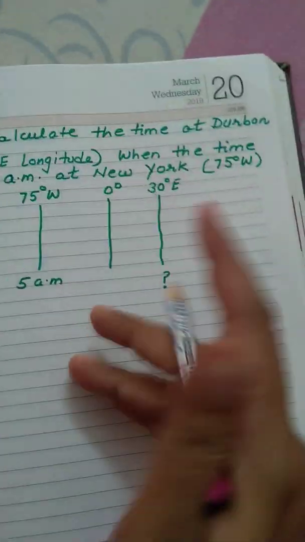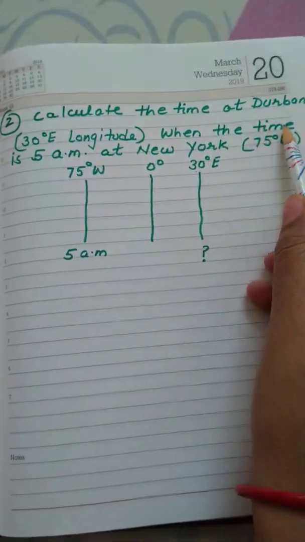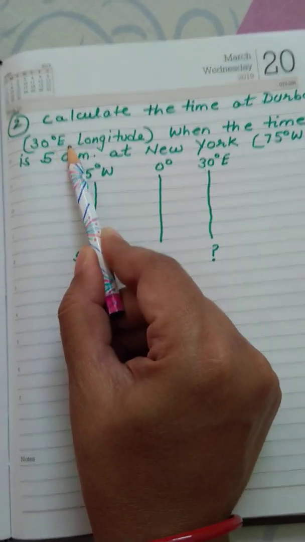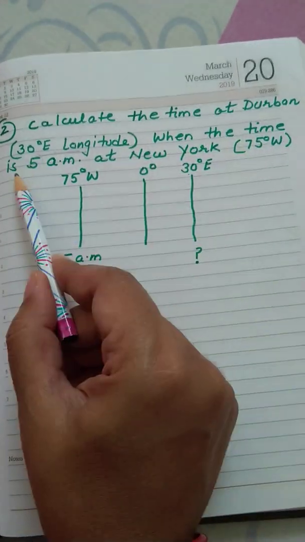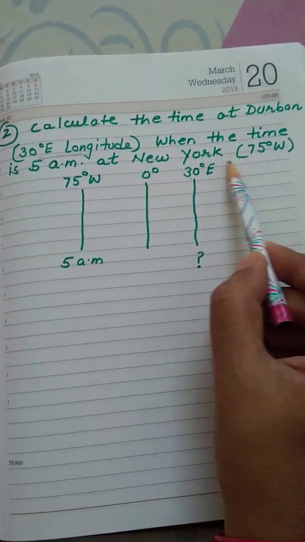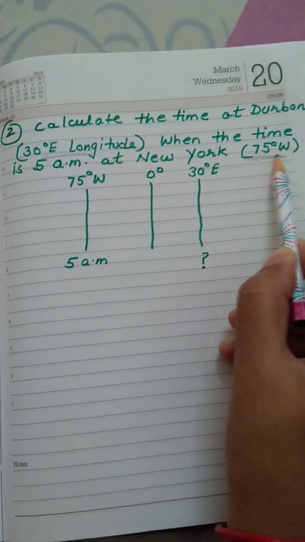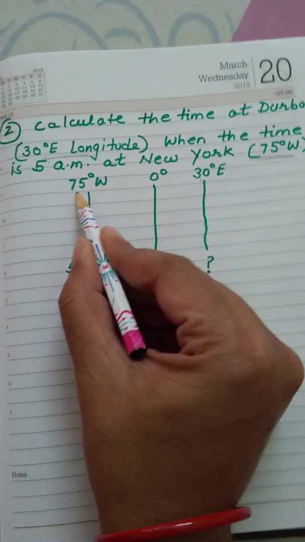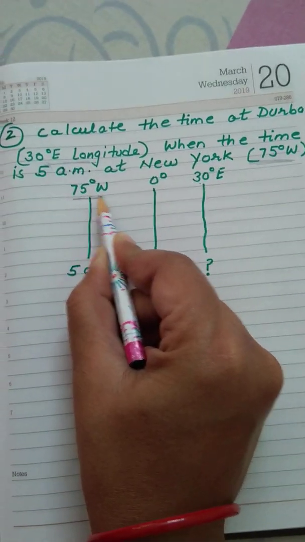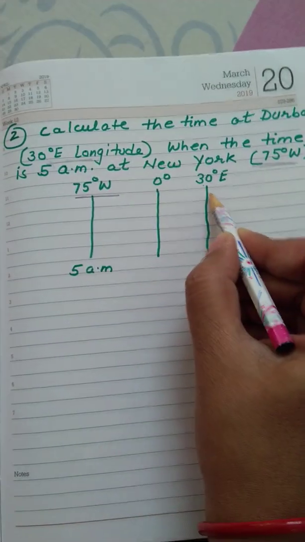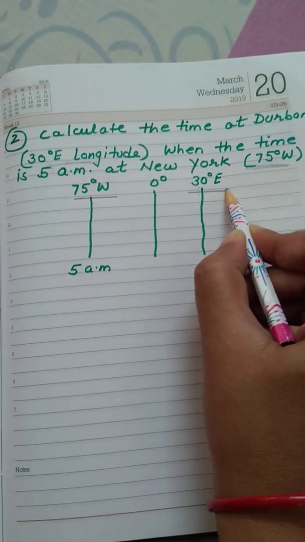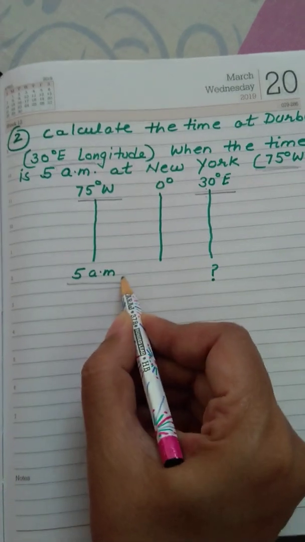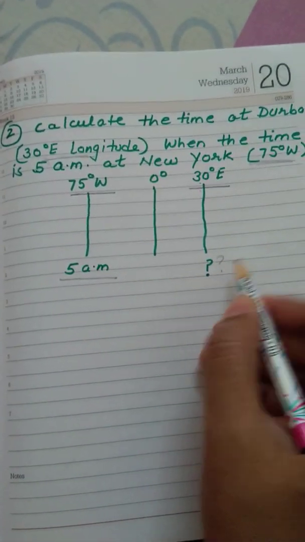Now, there is another question. Calculate the time at Durban, which is located at 30 degrees east longitude, when the time is 5 AM at New York. New York is located at 75 degrees west. Now you have to understand one thing. We have two places here. One is New York, located at 75 degrees west, and Durban, located at 30 degrees east longitude. Time is given here, 5 AM, and we have to calculate this time.